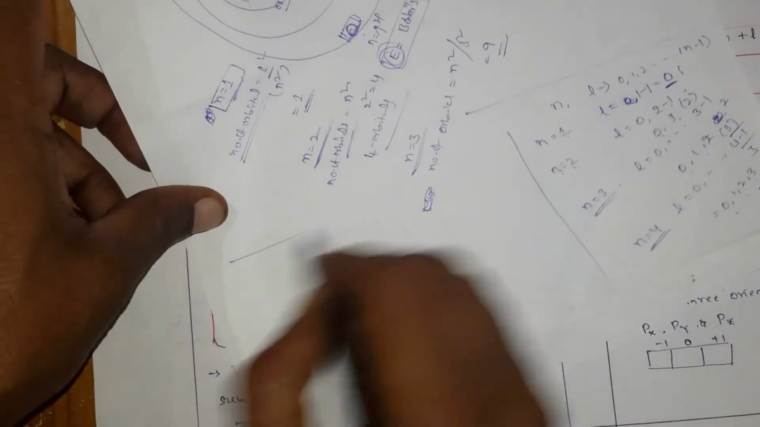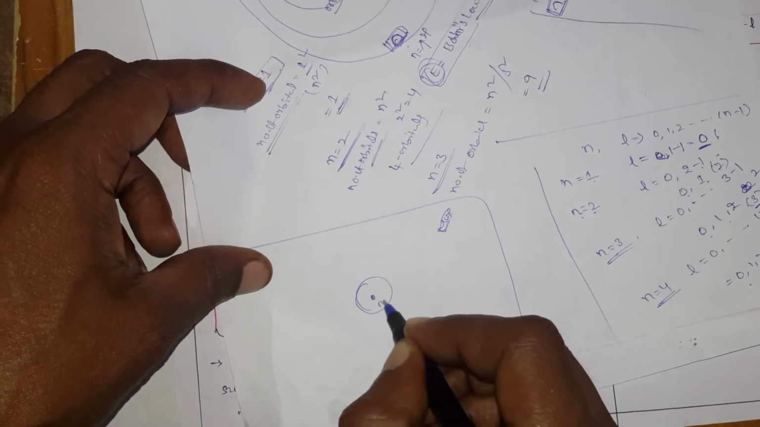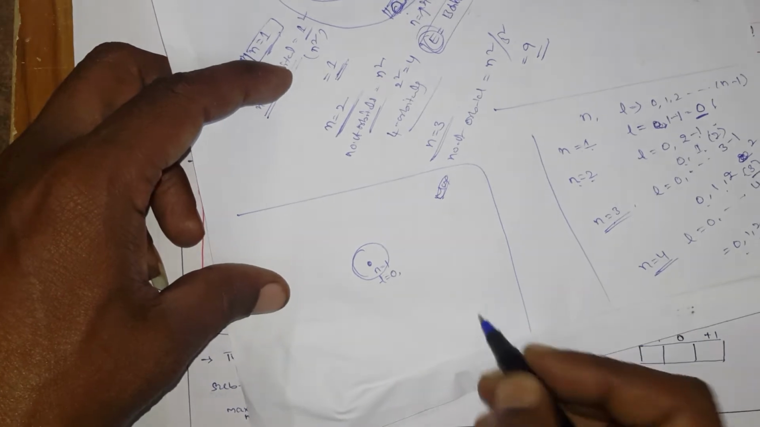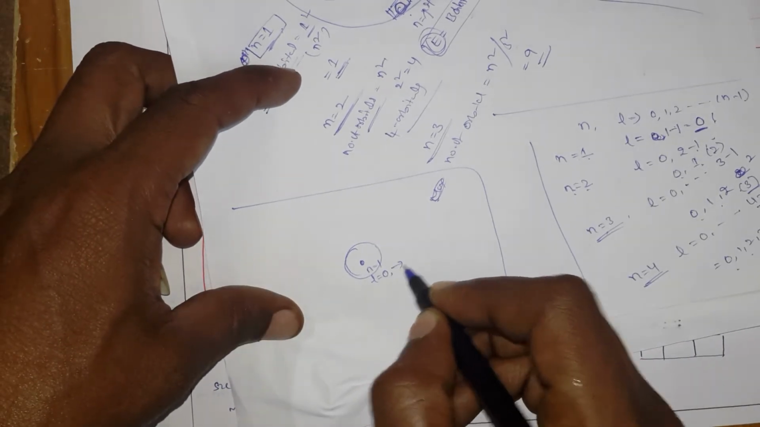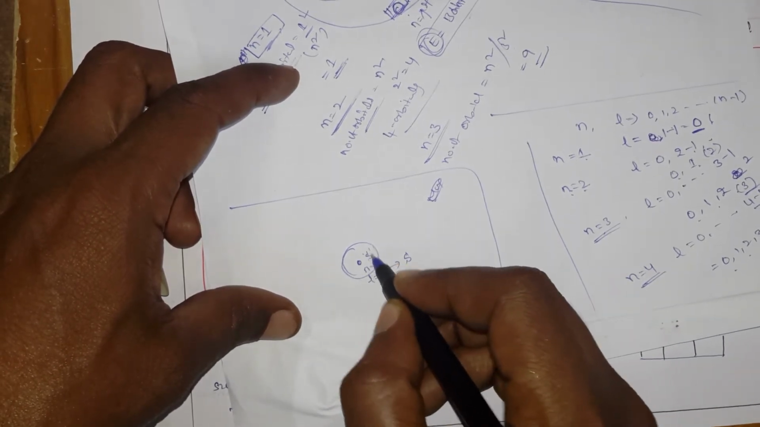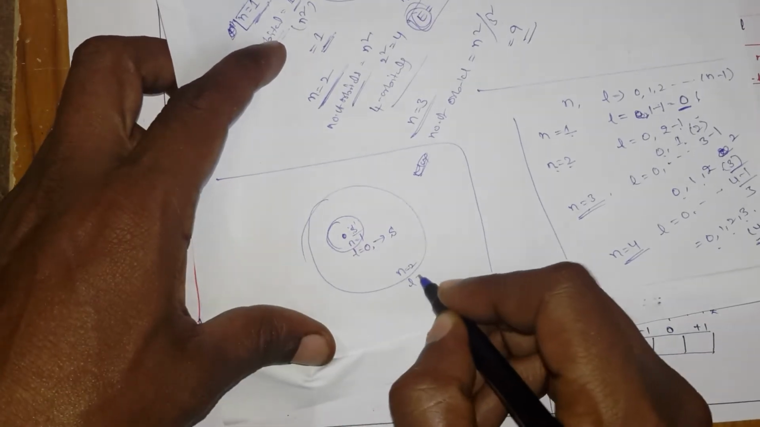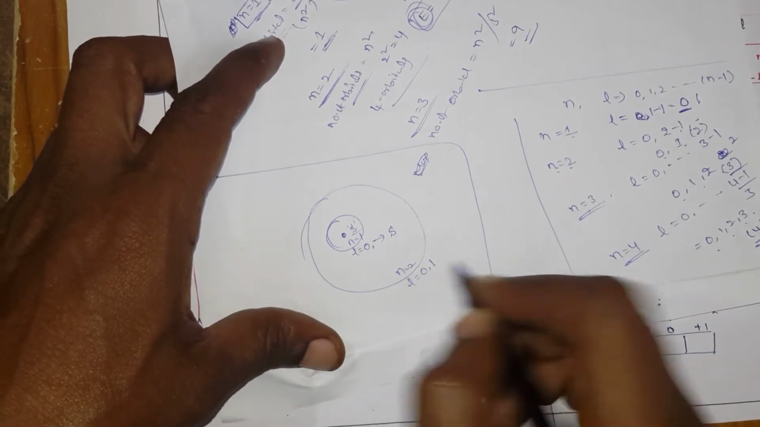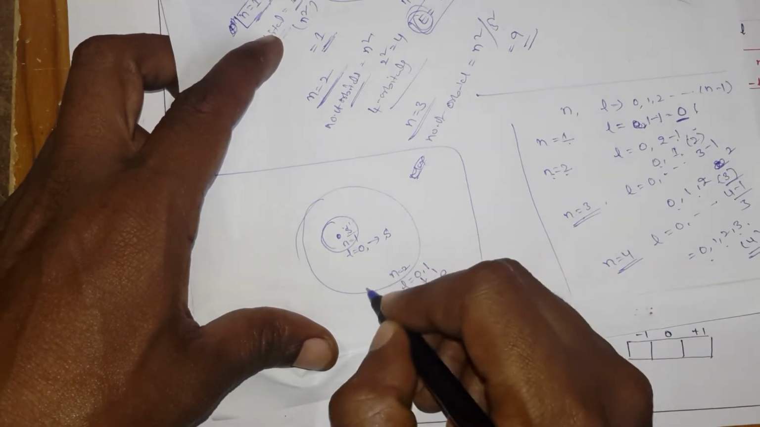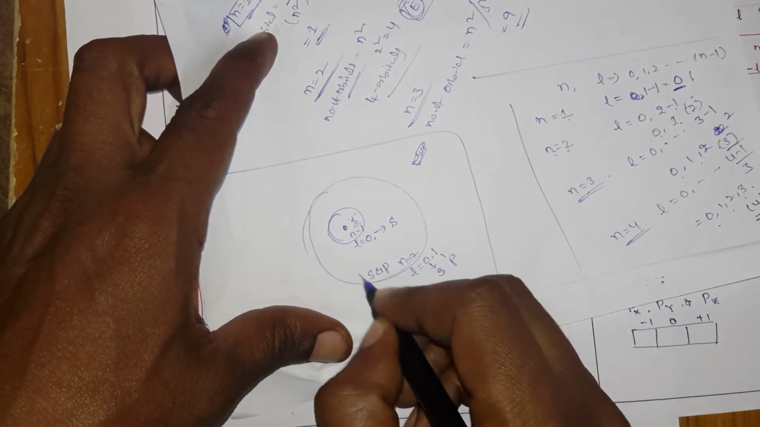Just before this we have seen this diagram. If this is the nucleus and here n is equal to 1, what is the L value? The L value is only 0, which represents only the s orbital. So in n is equal to 1, only the s orbital can be present. Next, n is equal to 2, the L values are 0, 1. 0 represents the s orbital, 1 represents the p orbital. So in this shell, s and p are the subshells.